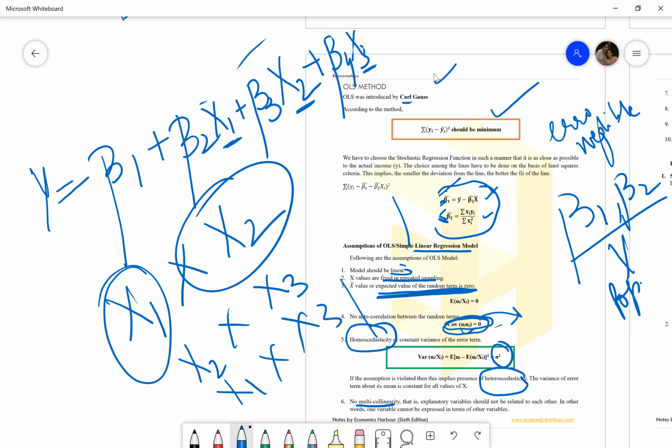x1, x2, x3, when we say that there is absolutely no relation between your explanatory variables, we say that there is no multicollinearity. But when there is a relationship between your explanatory variables, we will say that there is multicollinearity.